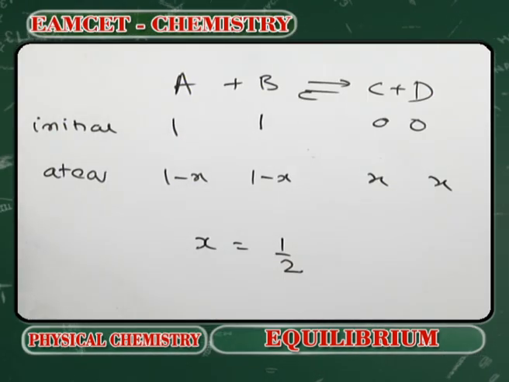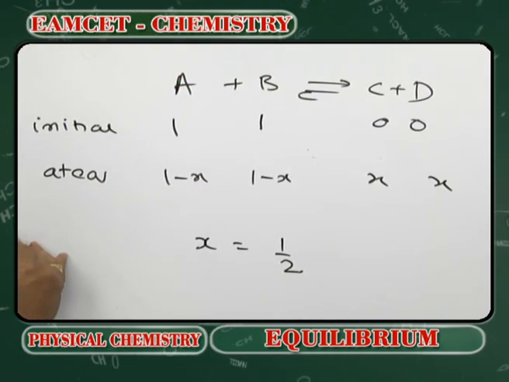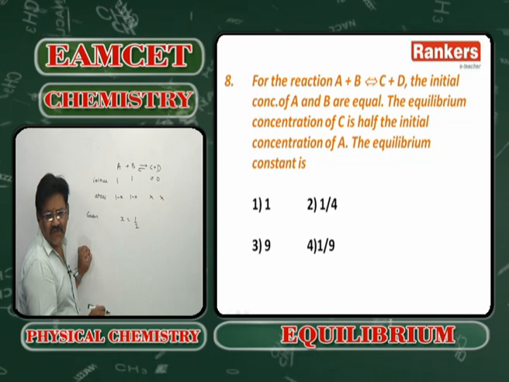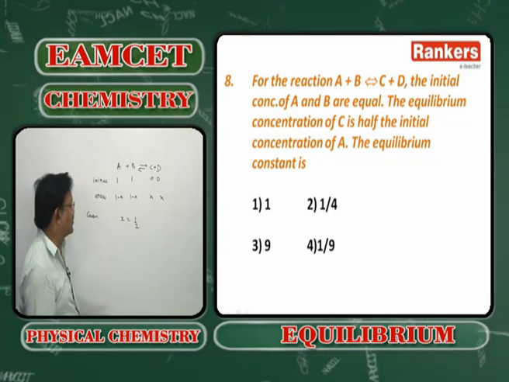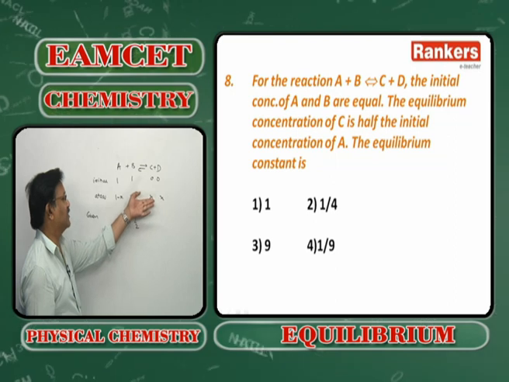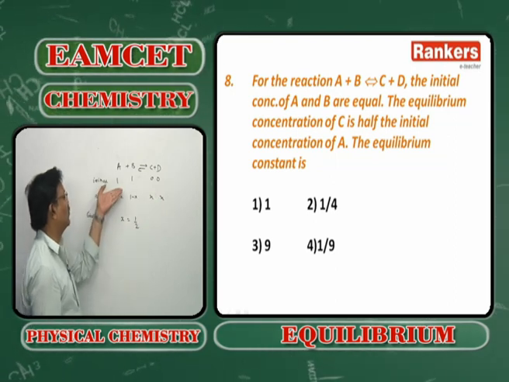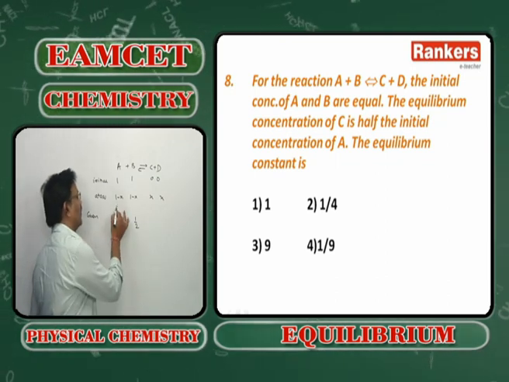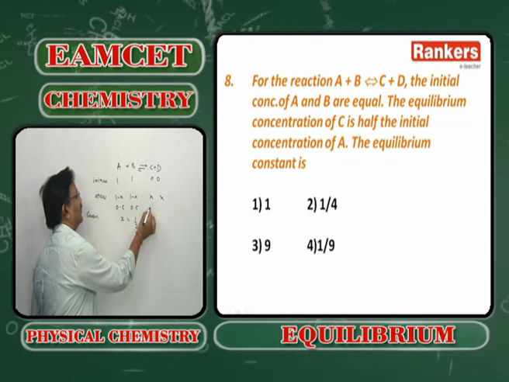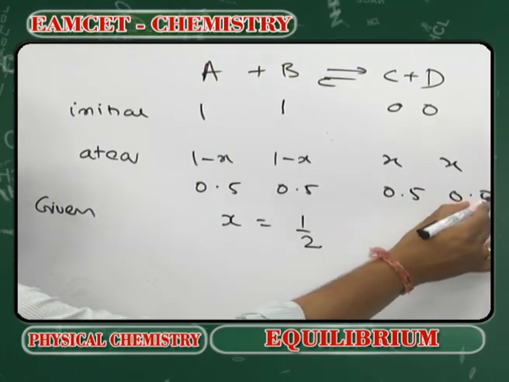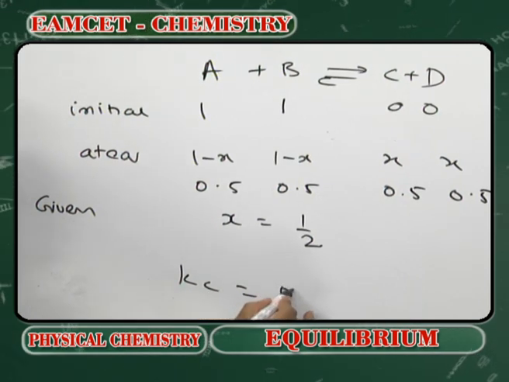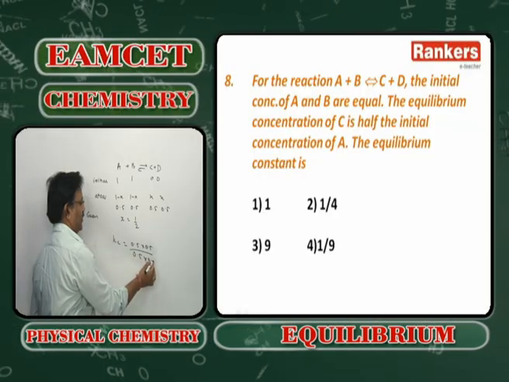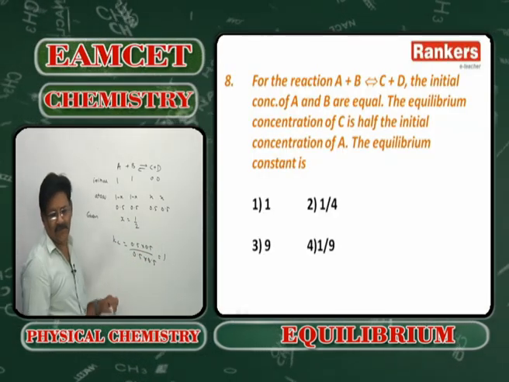What is the equilibrium concentration of C? x, which is equal to half of the initial concentration of A. So x is equal to 1 by 2. Then what will happen here? 0.5, 0.5, 0.5, 0.5. Kc will be equal to 0.5 into 0.5 by 0.5 into 0.5, which is equal to 1. Option 1 is the answer.